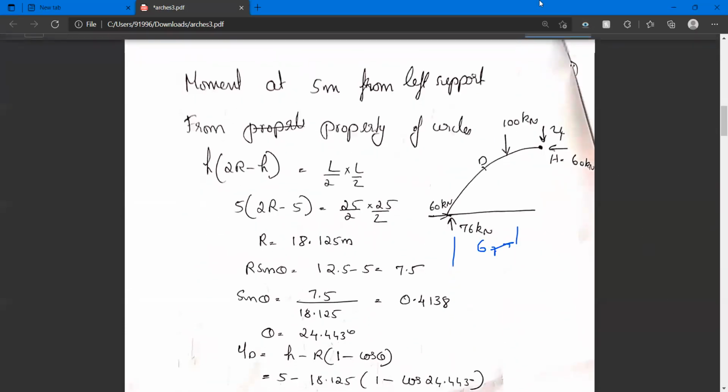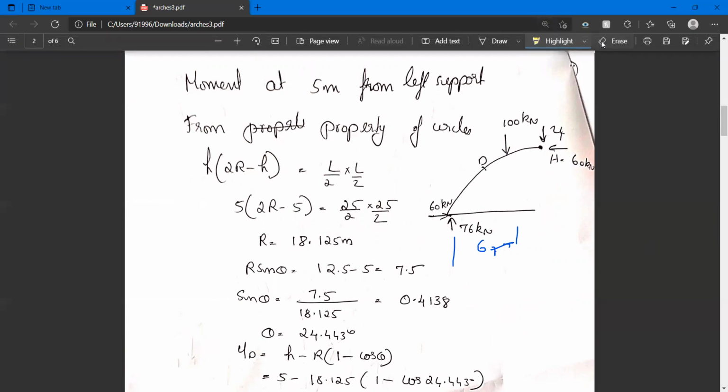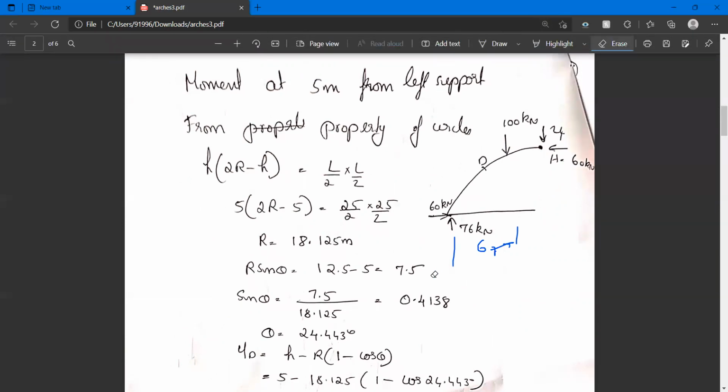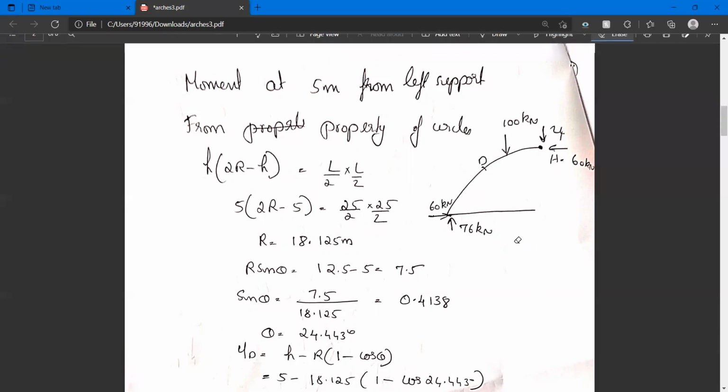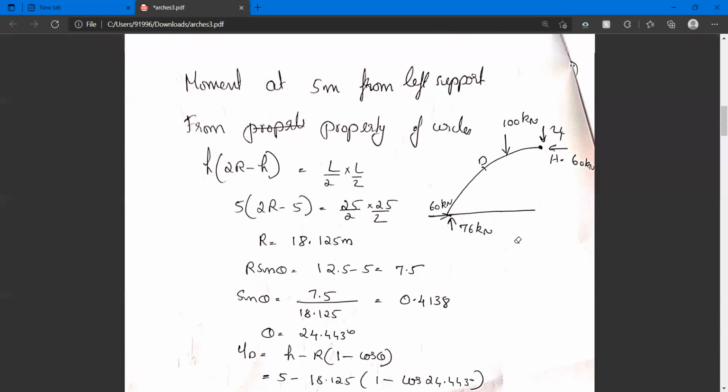Now we should find out moment at 5 meter from left support. We are about to find moment at 5 meter from left support. Let us take the property of the circles. H into 2R minus H equals L by 2 into L by 2. In that, L is span of the arch, R is radius, and H is the rise. We can find out the radius.